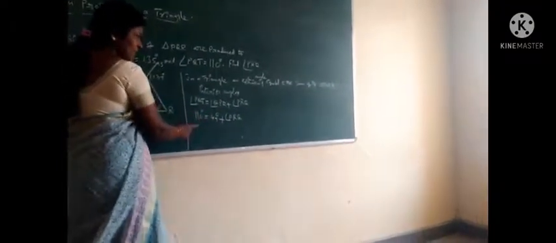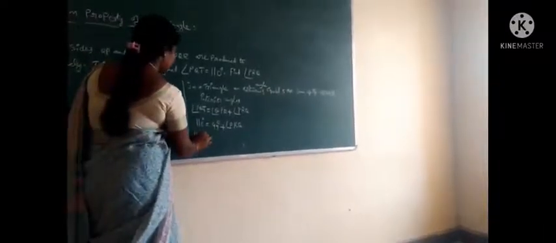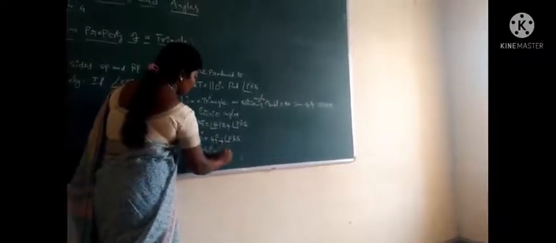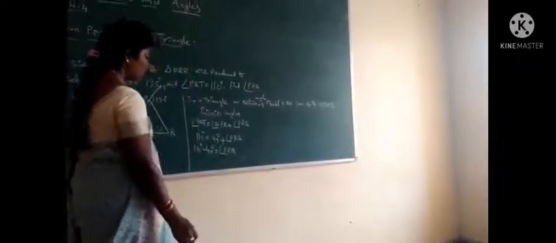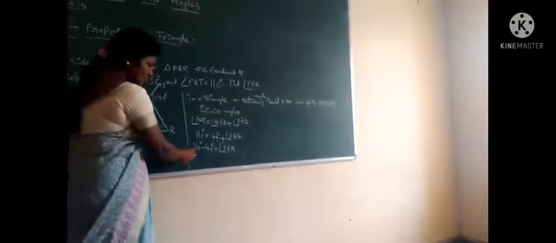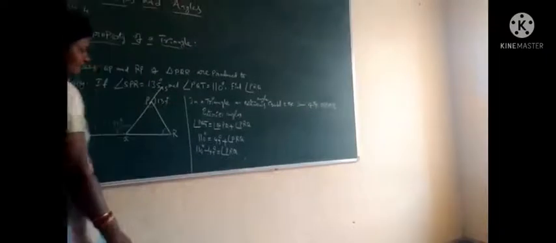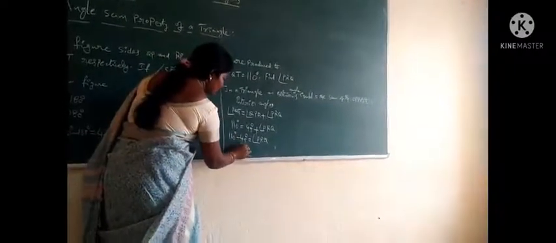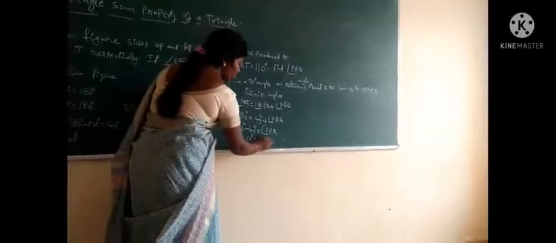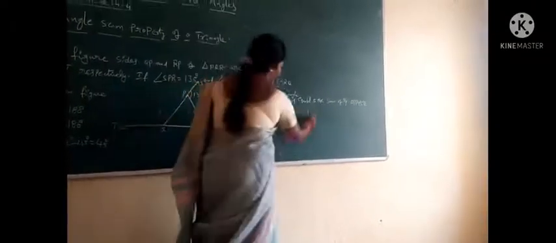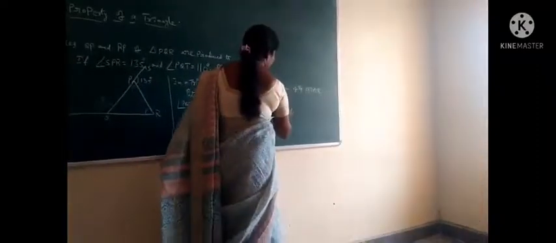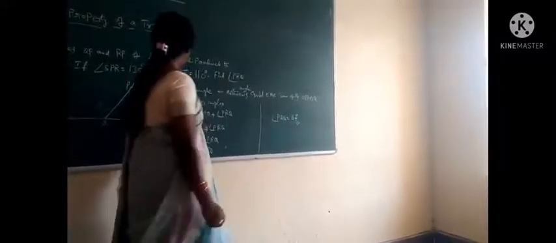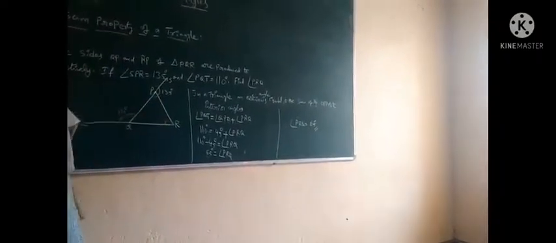45 degrees from this side is minus 45 degrees. 110 minus 45 degrees is 65 degrees. 65 degrees is equal to angle PRQ. Therefore, angle PRQ is 65 degrees.